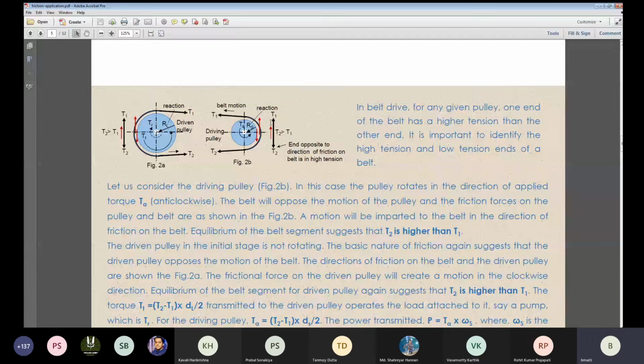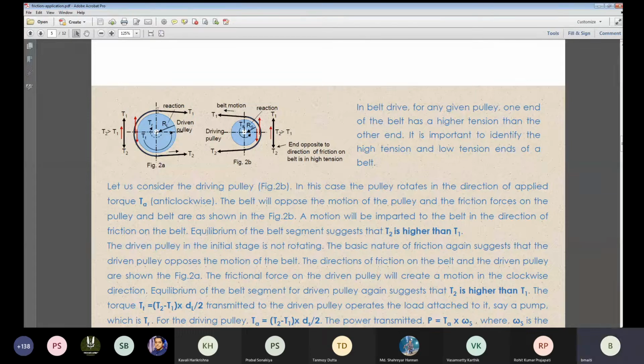I have just named this T2 and this T1. From the logic of equilibrium, I can understand that T2 is the higher side and T1 should be the lower tension side. Downward and upward all depend upon how the relative motion between the belt and the pulley is taking place.